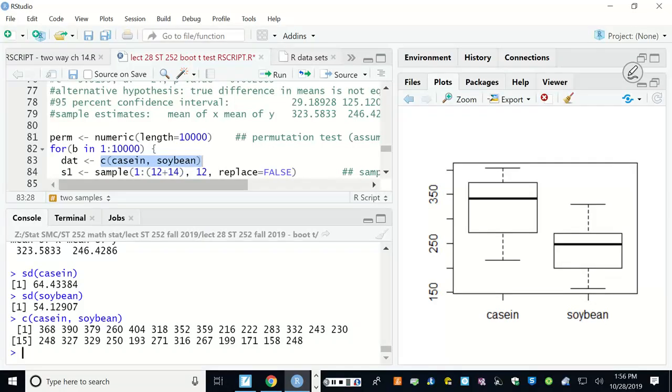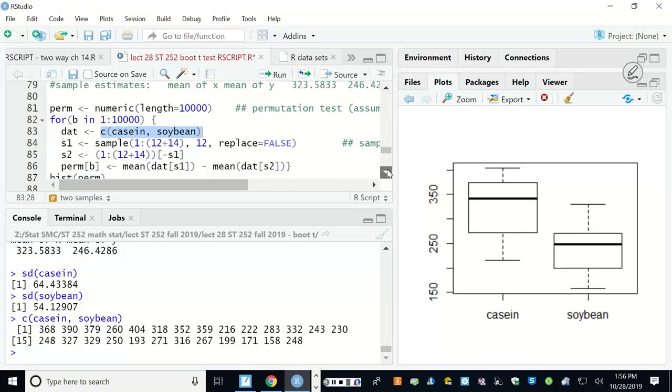And then I'm going to create the sample 2, which is the indices 1 through 26, taking out the ones that I did before. So minus S1 means I'm taking out the numbers, whatever those row numbers are. There'd be a couple ways of doing this, but I get S1 and S2. Now I do dat of S1 because I sampled indices. I haven't sampled data values. And then dat of S2.